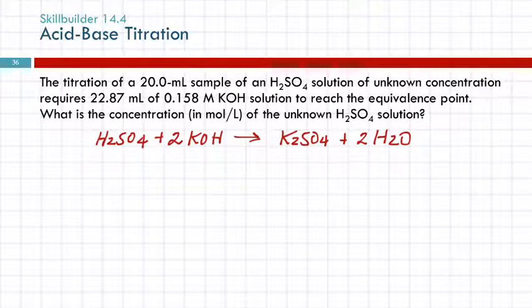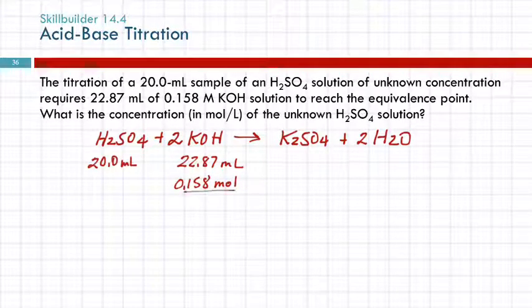Now that I have the balanced chemical equation, I can use it to organize my information. 20 milliliters of H2SO4. I had 20 milliliters of this. And then I've got 22.87 milliliters of the KOH. And I've got a concentration of that, 0.158 moles per liter. And what I want to find, question mark, moles per liter.